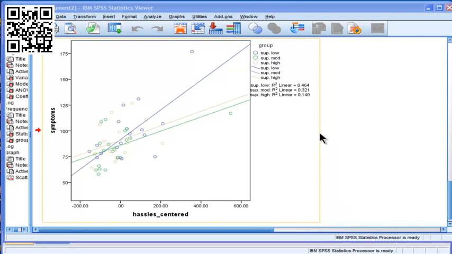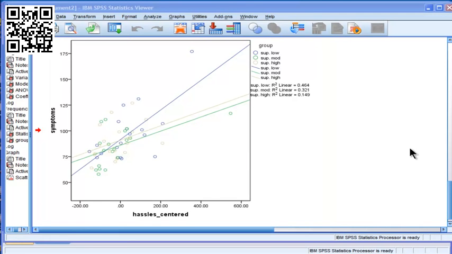And in this case, the nature of the relationship between hassles and symptoms changes from low, moderate, to high levels of support. In fact, it's going lower and lower. So if you have high levels of support, the correlation between hassles and symptoms isn't very strong because support, arguably, is acting as a buffer. And this is a great way to depict the nature of an interaction effect.